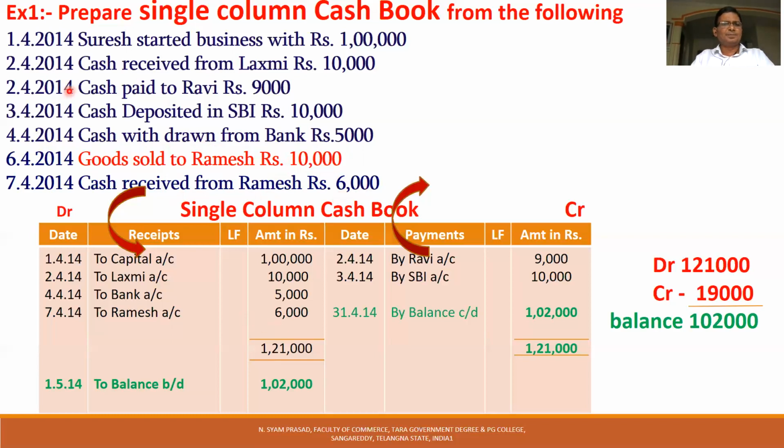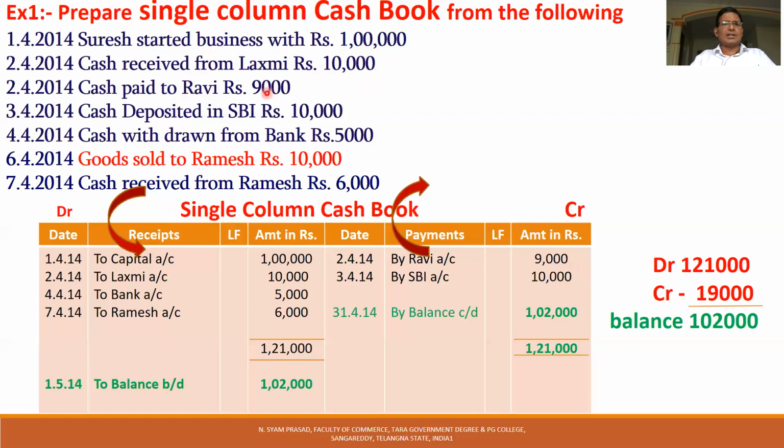So there are transactions 1, 2, 3, 4, 6, 7. Of the 7 transactions, 1 transaction is ignored because it is a credit transaction. In the remaining 6 transactions, 4 are receipts, cash coming in, and 2 are cash going out. What is the cash coming in? Suresh started business means he is giving 1 lakh to the business. This is the debit side. Cash received from Lakshmi means 10,000 coming into business. This is the debit side, the receipt side.